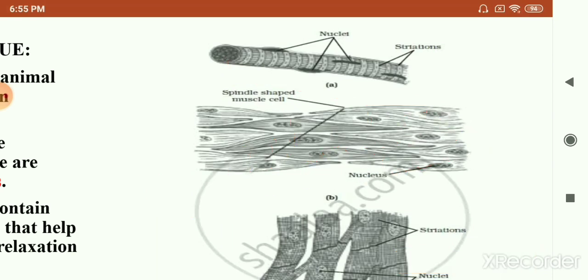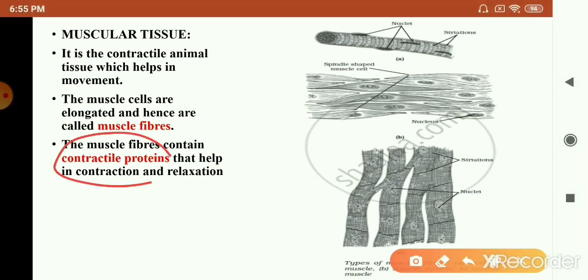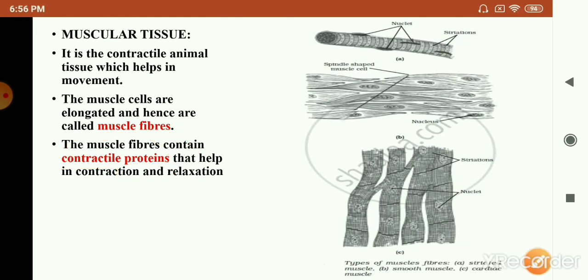Now, the muscle fibers contract and relax because of the presence of special contractile proteins in their cytoplasm. The detailed structure and working of these contractile proteins is to be learned in higher classes. For class 9, you just need to know that the contractions and relaxations are because of these contractile proteins. It is these contractile proteins that change their arrangement and shape, and that causes the muscle fiber to become shorter or contract at times and then relax at certain other times, and that causes different kinds of movements.